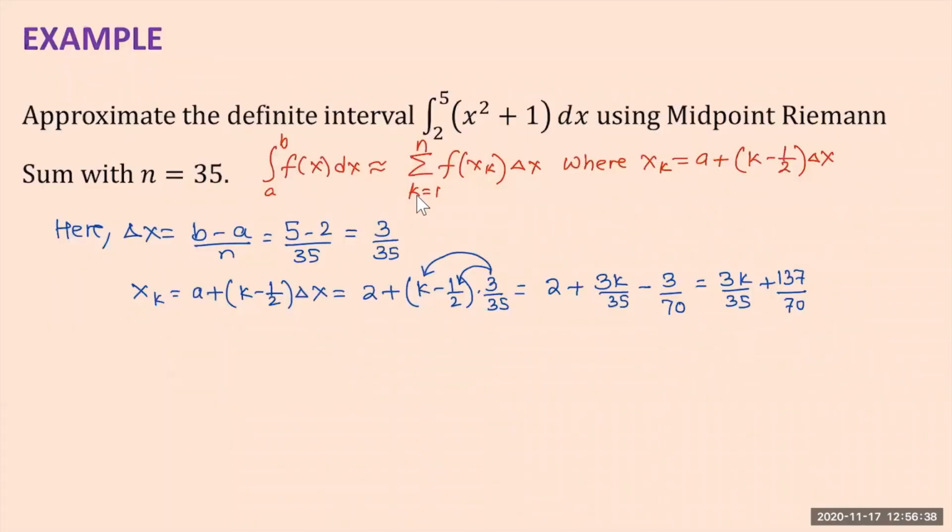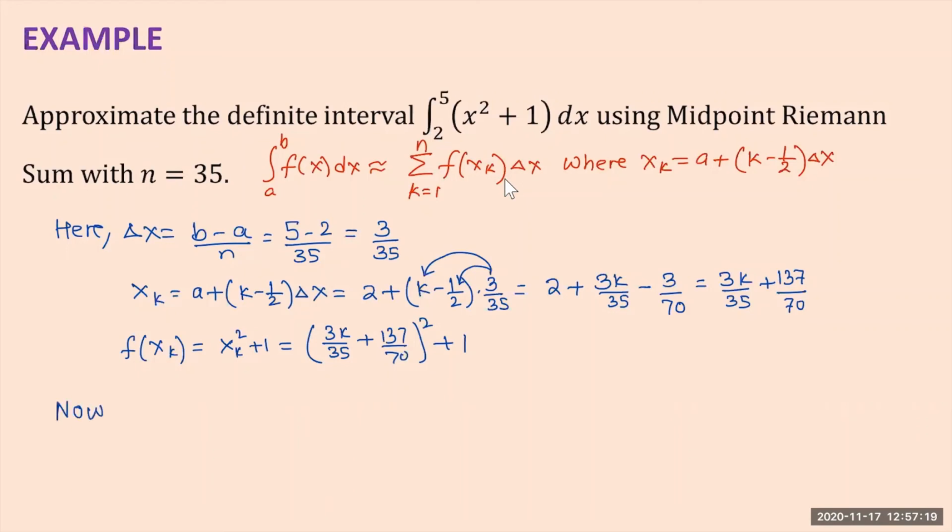Okay, now we are going to find f of xk. f of x is x squared plus 1, so f of xk will be xk squared plus 1. xk is this one, so we need to square that: 3k over 35 plus 137 over 70, squared, plus 1. Now we have everything ready. We have delta x and we also have f of xk.